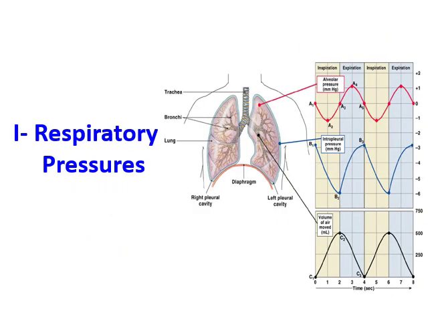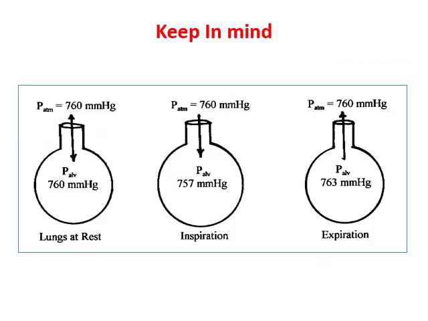The respiratory pressures that affect breathing are the intra-alveolar pressure, the intrapleural pressure, and the transpulmonary pressure. Before talking about the respiratory pressure, we should keep in mind that the atmospheric pressure is the pressure exerted by the air surrounding the body, which is 760 mm mercury at sea level.